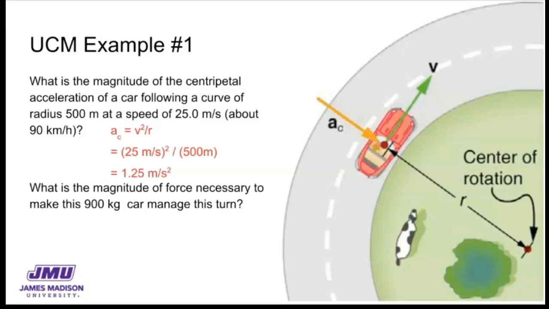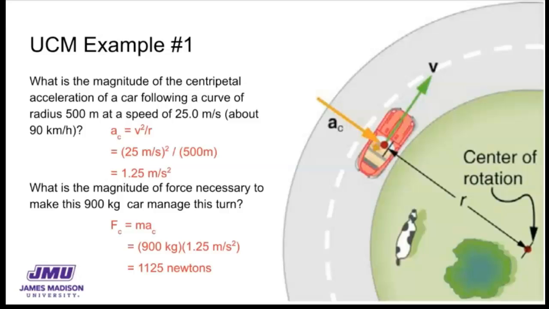What is the magnitude of force necessary to make this 900 kilogram car manage this turn? Well, Newton's second law still applies. So the force necessary to make that happen is equal to ma, where a is, because we're going in a circle, v squared over r. That should seem really easy to do, and I will tell you right now it is, but one of the things that sometimes happens with students is if you get asked this second question and you haven't first been asked the first question, you have to know to put in the centripetal acceleration as your acceleration.